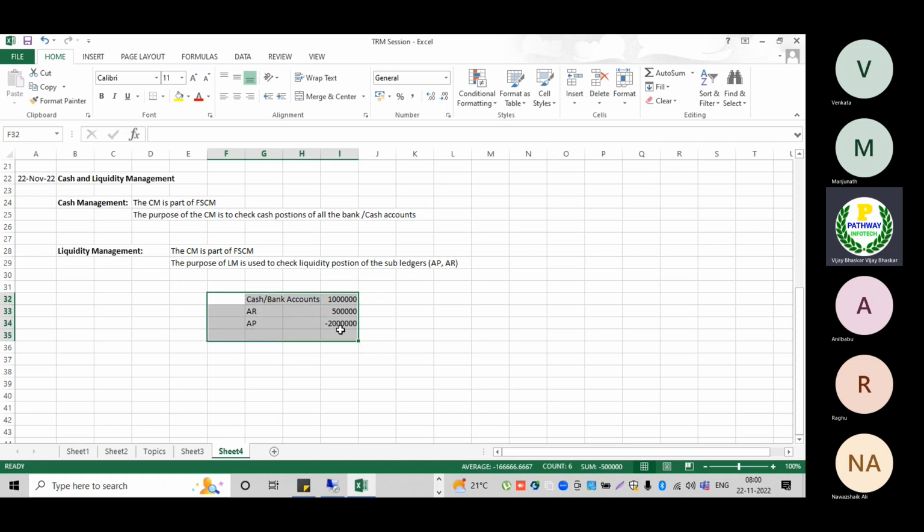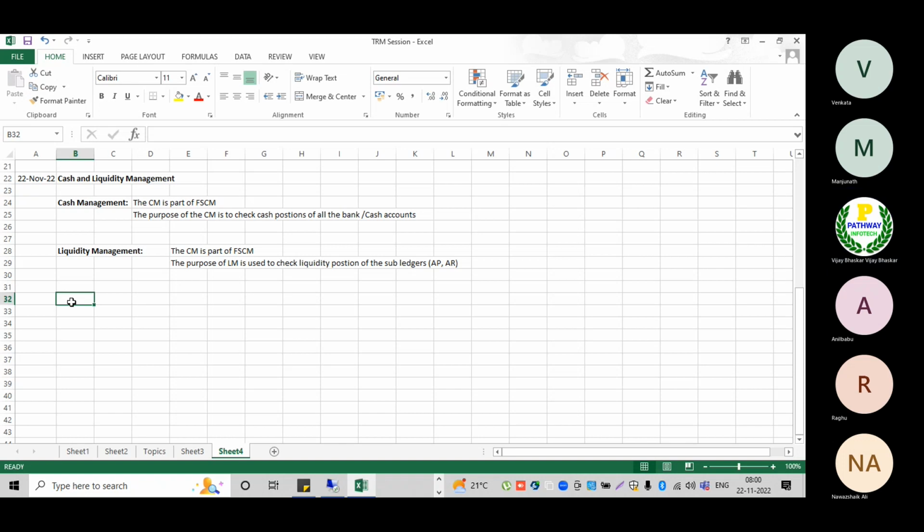Now I will explain. This is a small example I have given. Anyhow, what kind of limits the organization has been given, I will explain, that is the important one. Then in cash management and liquidity management, we have two types of limits. One is a fund based limit, another one is a non fund based limit.